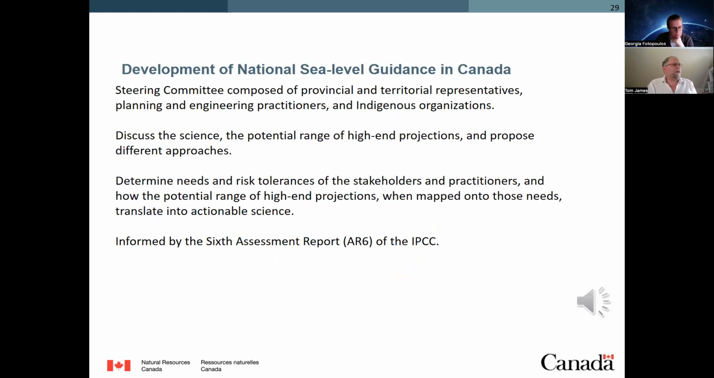So returning to the development of the National Sea Level Guidance, we have a steering committee. We're in the process of discussing the AR6 projections and then considering the advice or guidance that we would provide about how to use these projections. A large question is, should you be looking at that high end or not? Or are you fine with looking at the medium confidence projections?